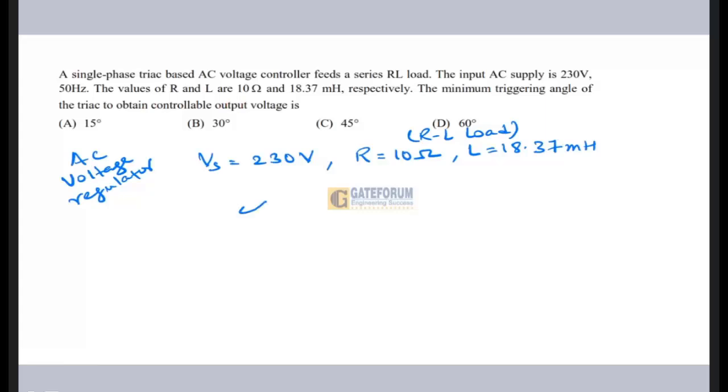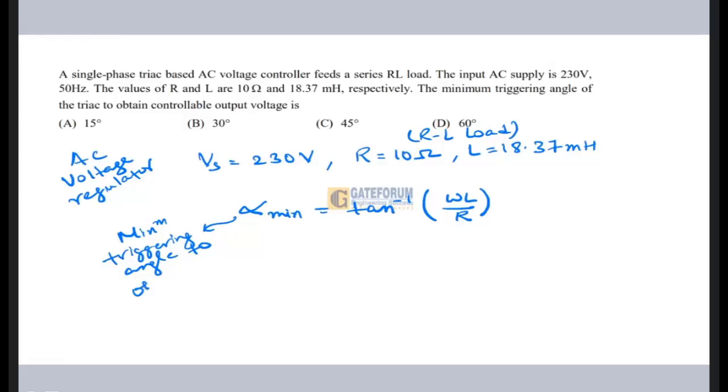So we know that the minimum triggering angle alpha minimum is equal to tan inverse of omega L by R. So this particular part is the minimum triggering angle to obtain the output voltage, because if the triggering angle is less than this, you will not be able to obtain the output.